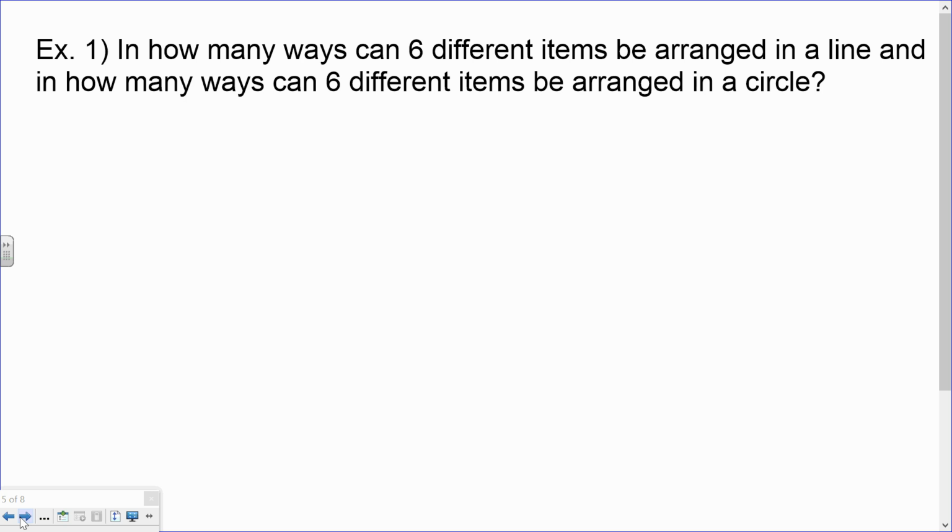So if we have 6 items and we want to know how many ways we could arrange those in a line or in a circle, since this problem is asking 2 different things, I need to label which answer is which. So I need to find how many ways to arrange in a line and how many ways to arrange in a circle. So Kyle, help me out here. What's my formula for if I want to arrange them in a line?